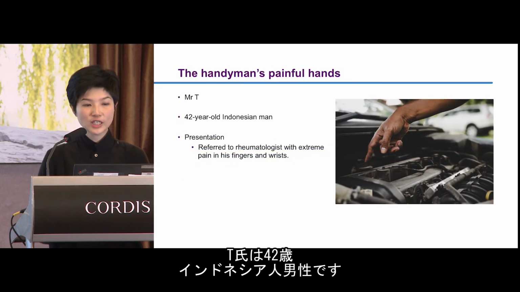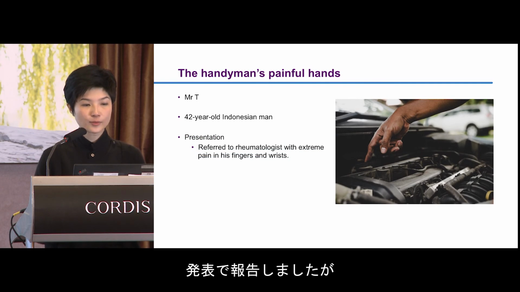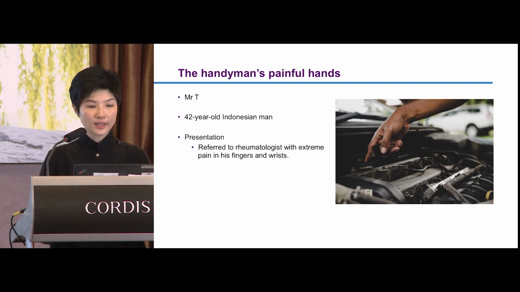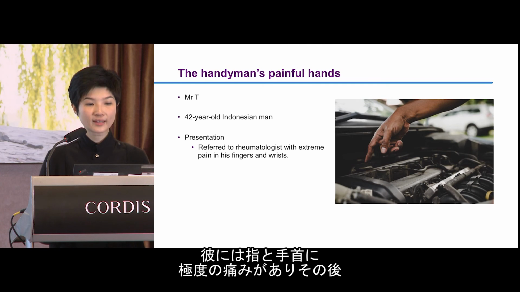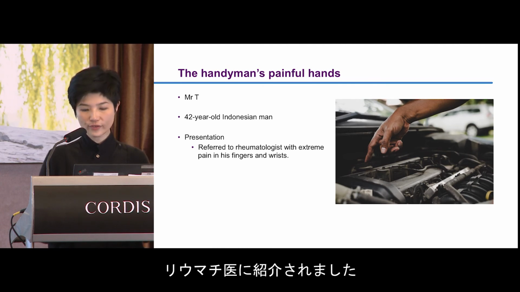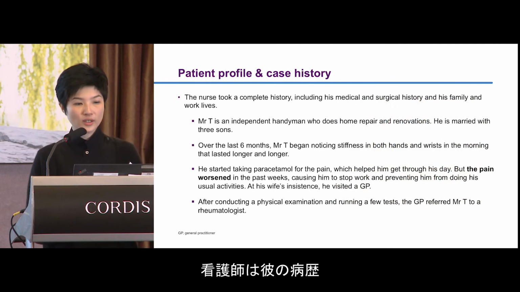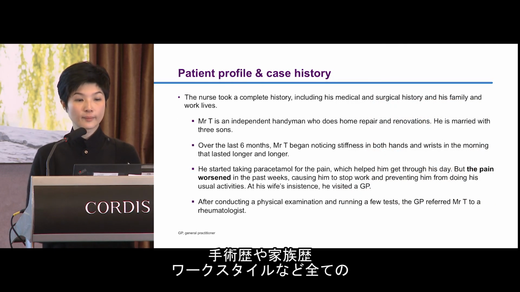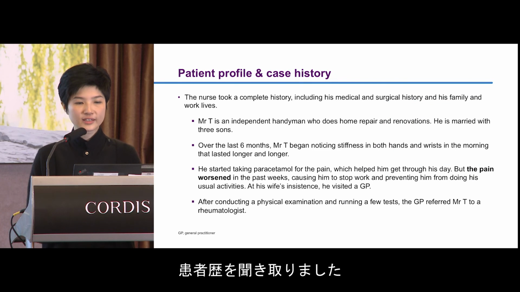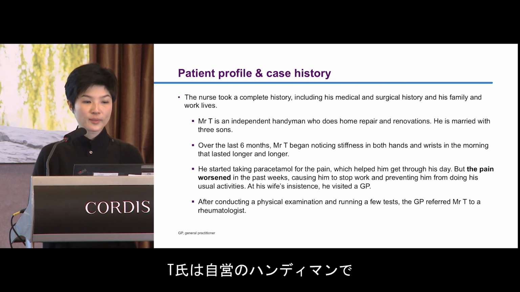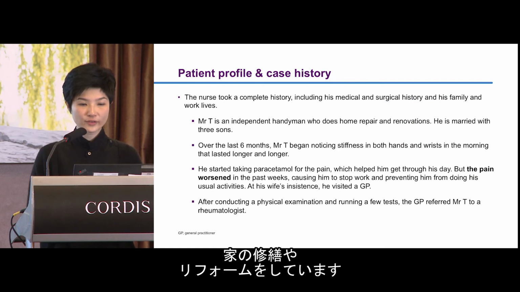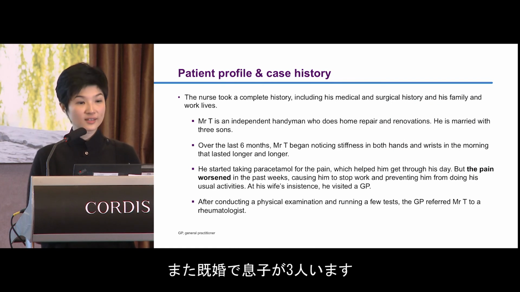Mr. T, a 42-year-old Indonesian man, presents with extreme pain in his fingers and wrists, and is referred to a rheumatologist. The nurse took a complete history, including his medical and surgical history, and his family and work life. Mr. T is an independent handyman who does home repair and renovation. He's married with 3 sons.